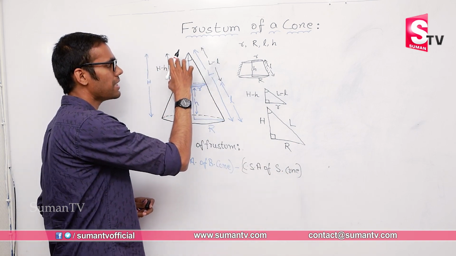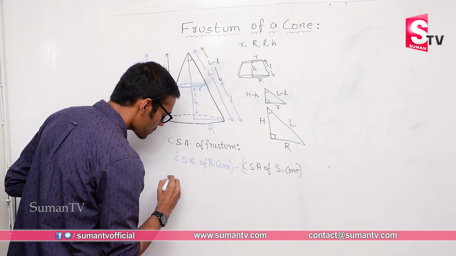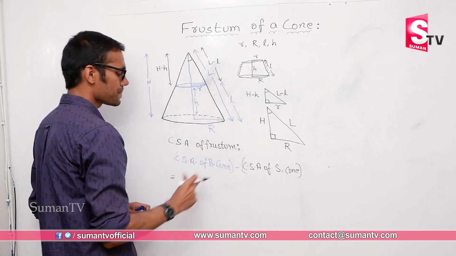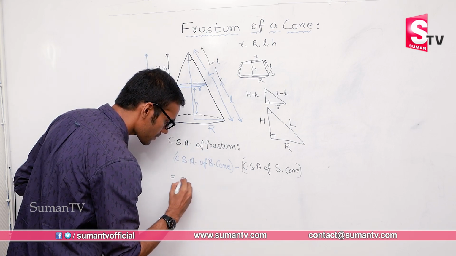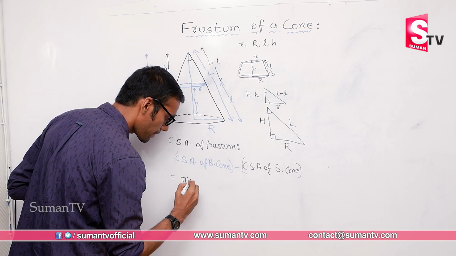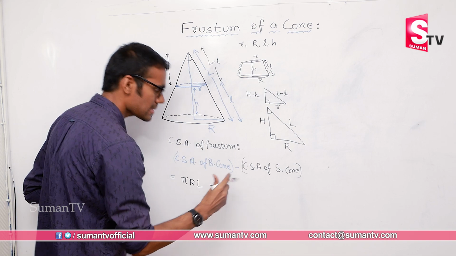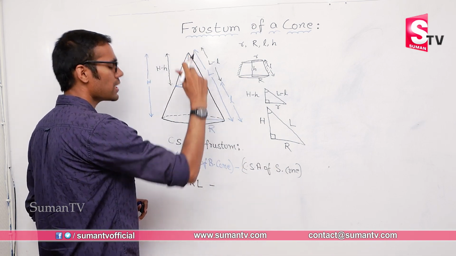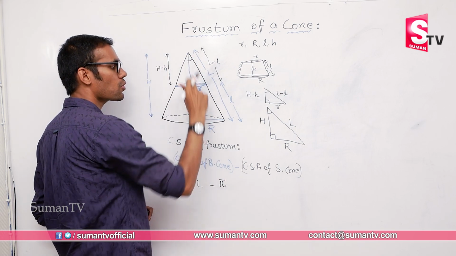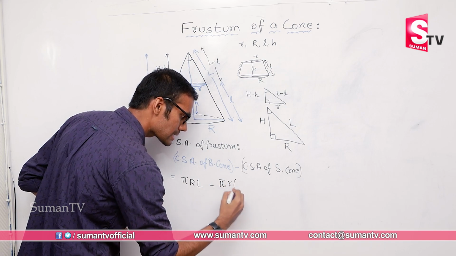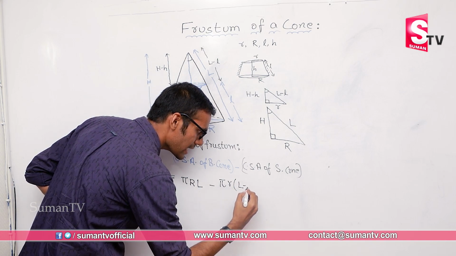Now here it is quite visible that this upper part is a smaller cone, the whole thing is a bigger cone. Fine. So what is the CSA of the bigger cone, the total cone? It will be pi RL. So pi, now what is the radius? Capital R. And what is the slant height of the bigger cone? Capital L. Minus CSA of the smaller cone. CSA of the smaller cone is pi, the radius will be small r, and slant height will be capital L minus small l.